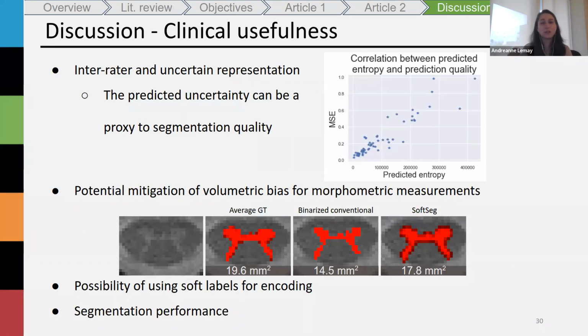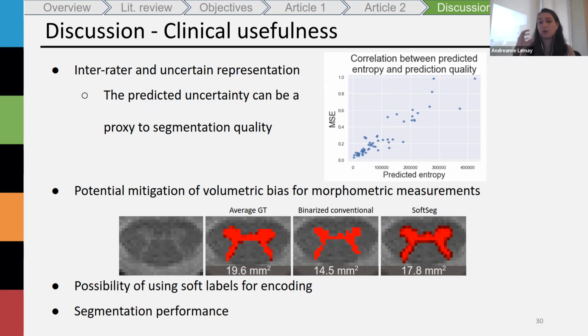So this brings us to the discussion of my presentation. Why is it useful to have soft segmentation predictions? First of all, it can help, as I mentioned throughout my presentation, with inter-rater and uncertainty representation in general. In a clinical setting, we do not have the ground truth of our predictions. So it's really hard to tell if a prediction is good or bad, or just to know in general if our prediction is good. So the uncertainty can be a good proxy for the segmentation quality.